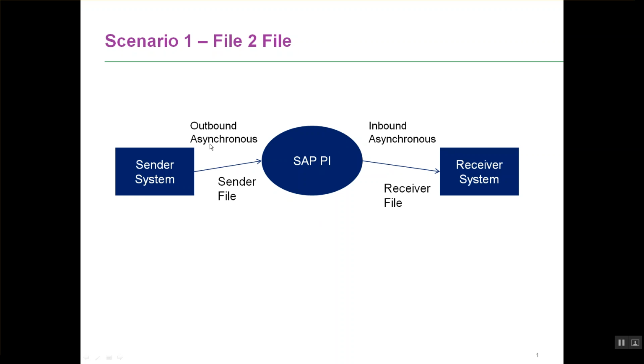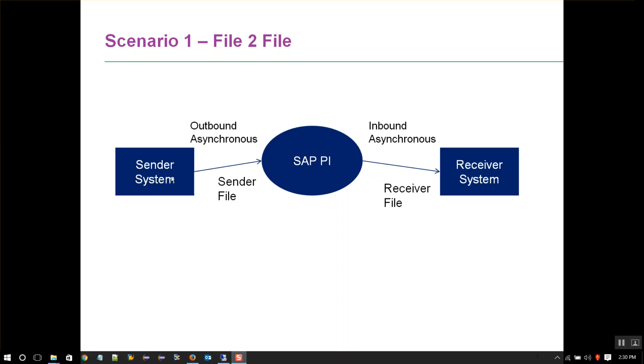The other thing that I would like to call out is this word asynchronous, which is used in both places. What does asynchronous mean? Asynchronous is nothing but fire and forget. What that means is there is no response expected. So when a sending system sends the file to PI, the sending system does not expect a response back, and that is why the quality of service or the mode of the interface is asynchronous.